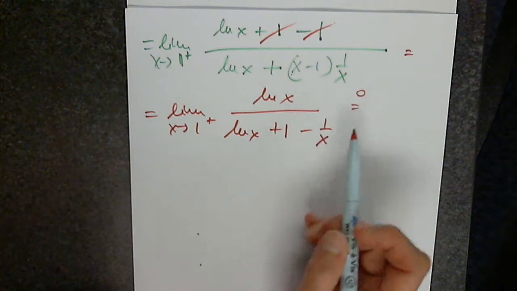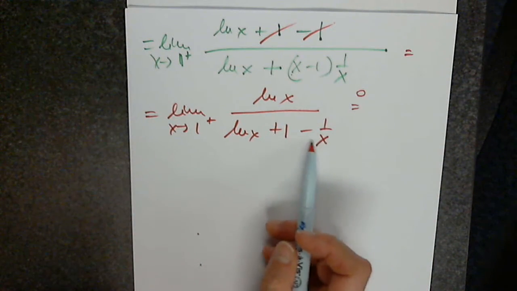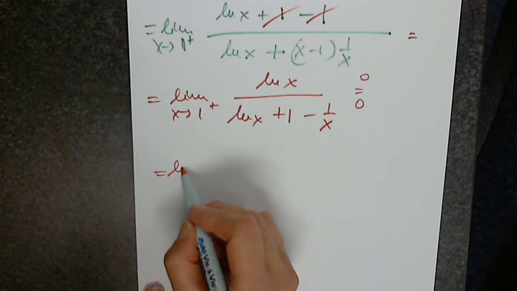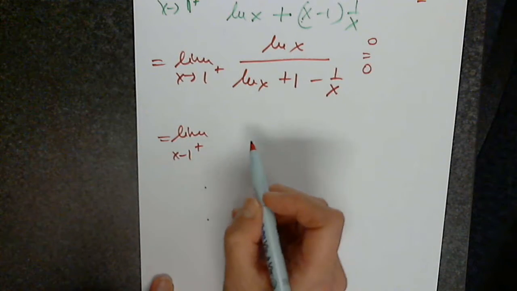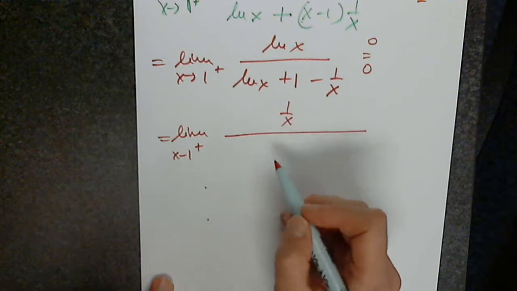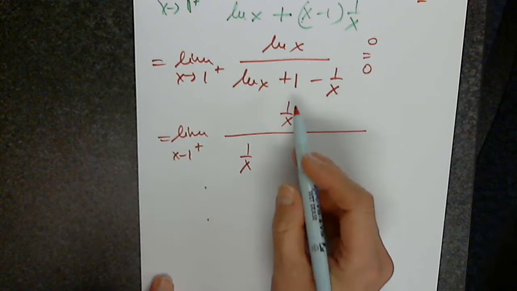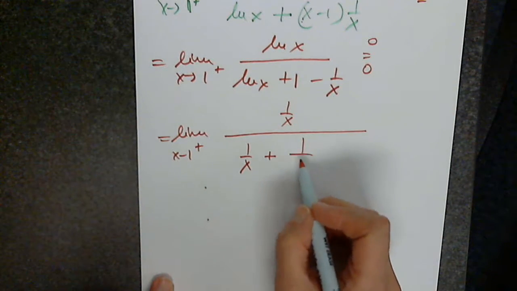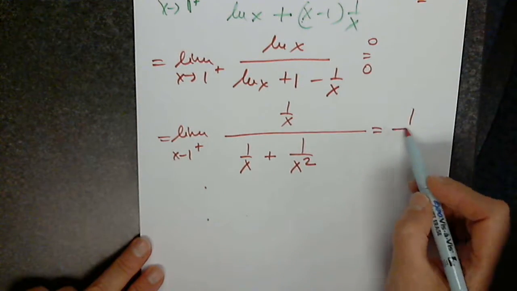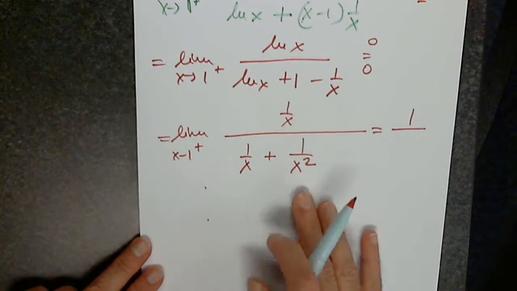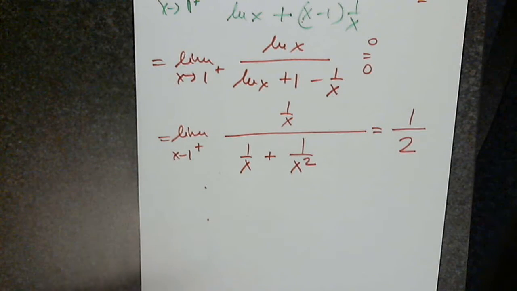x times 1 over x is 1, negative 1 times 1 over x. This is 0. 0 minus 1... 0. I have to continue. The limit as x approaches 1 from the right, the top is 1 over x, this is 0, and this is plus 1 over x squared. Now it's done. 1 over 1 at the top, 1 over 1 plus 1 over 1, so 2 at the bottom. Better? Any questions?